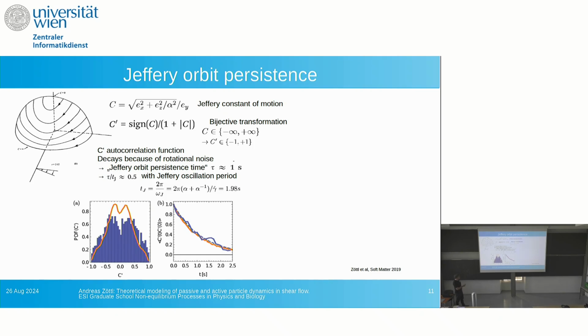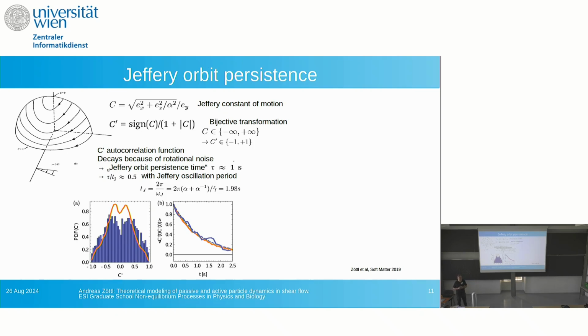But what is interesting is you can measure now the autocorrelation function of your Jeffrey orbit state over time. So this is actually the C prime at time t correlated with C prime at time 0. And you see that there is an exponential decay at a certain time scale, meaning there is a certain time where you lose information about your initial Jeffrey orbit state.